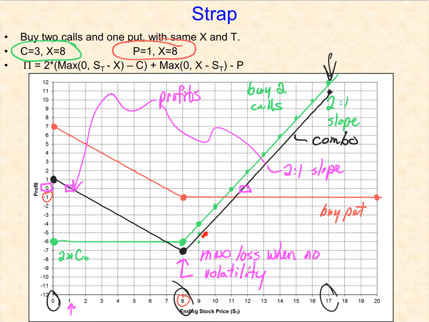The interesting part is over here on the right. Each time the stock price rises, we make $2 of profit rather than $1 of profit. And so it must be the case that we think the stock could go down or could go up, but we think the increase in stock price is more likely. We've bought more calls, 2 of them as a result, and so we make twice as much profit when prices increase as we do on the put when prices decrease.